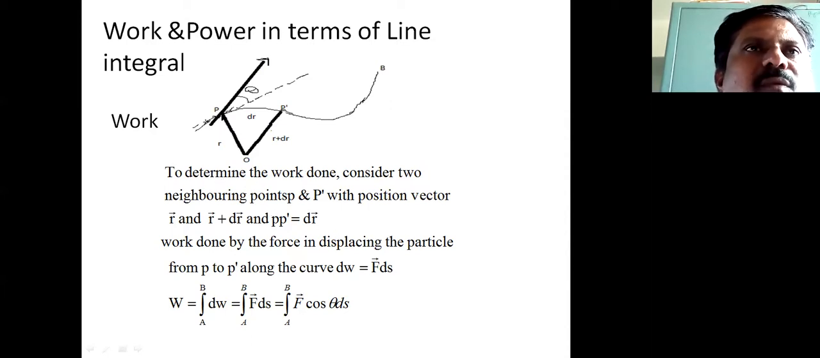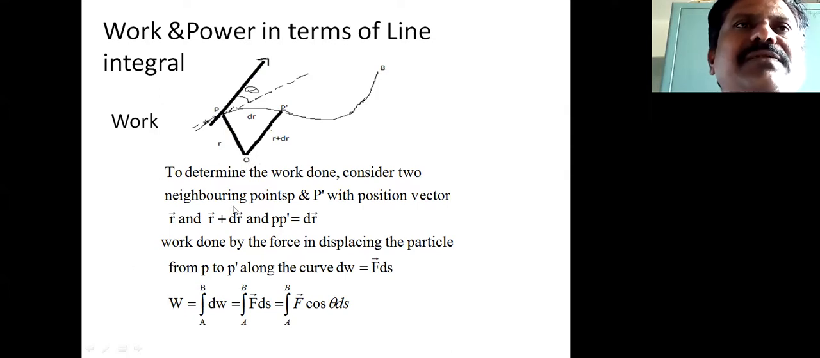So here P and P dash are the two neighboring points. Here we are going to determine the amount of work done in shifting the particle from the point P to P dash. So consider the two neighboring points P and P dash with the position vectors r and r plus dr, with respect to some chosen object, or we can call it the fixed reference point.